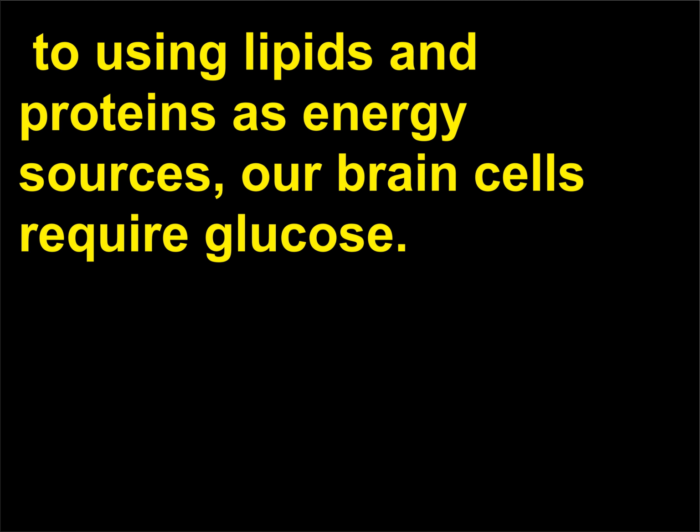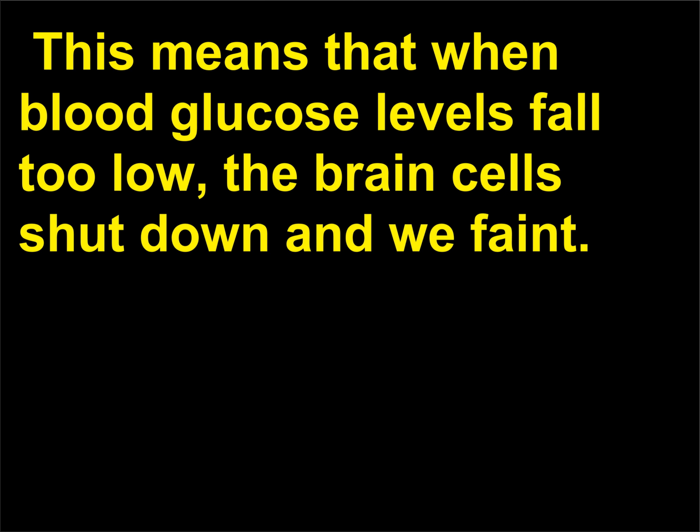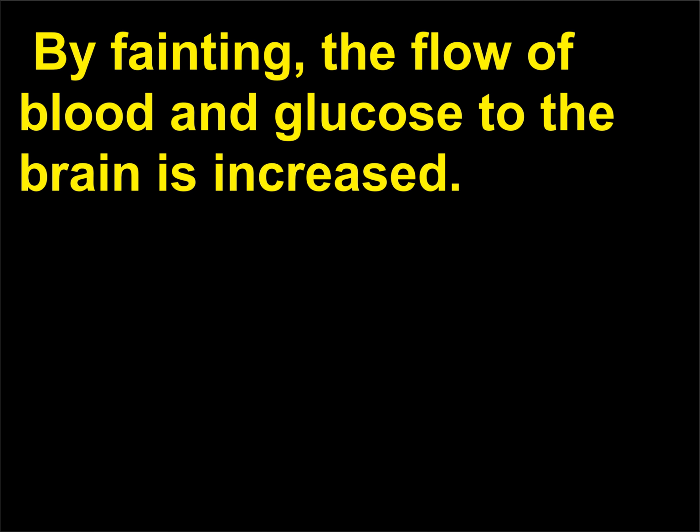to using lipids and proteins as energy sources, our brain cells require glucose. This means that when blood glucose levels fall too low, the brain cells shut down and we faint. By fainting, the flow of blood and glucose to the brain is increased.